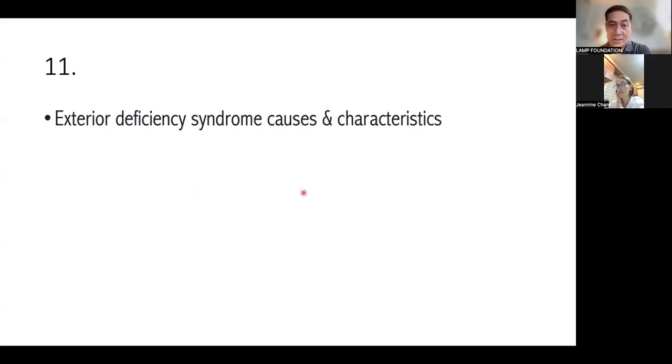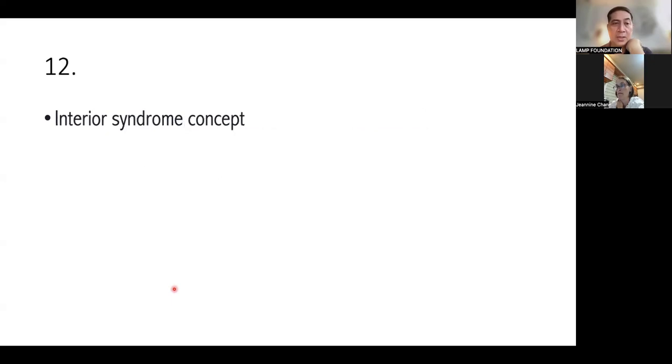What are the causes and characteristics of an exterior deficiency syndrome? A cause is external wind pathogen. Characteristic is aversion to wind, sweats, superficial floating, and moderate pulse. Okay, very good. So this is causing an exterior deficiency syndrome. There's aversion to wind, slight fever, sweats, floating, and moderate pulse.